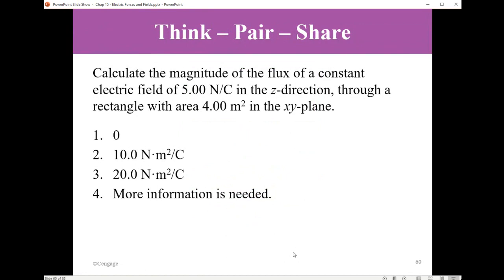Calculate the flux of a constant field 5 Newton per Coulomb in the z direction through a rectangle with area 4 square meter in the xy plane. So the area is in the xy plane and the field is in the z direction. What would be the flux?